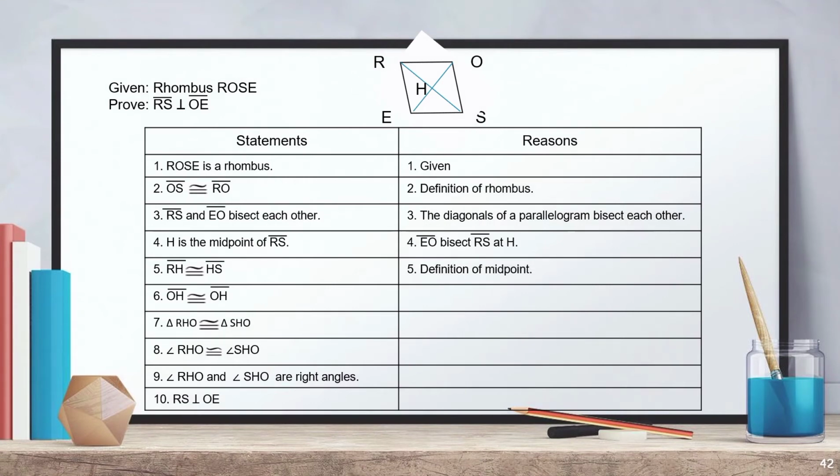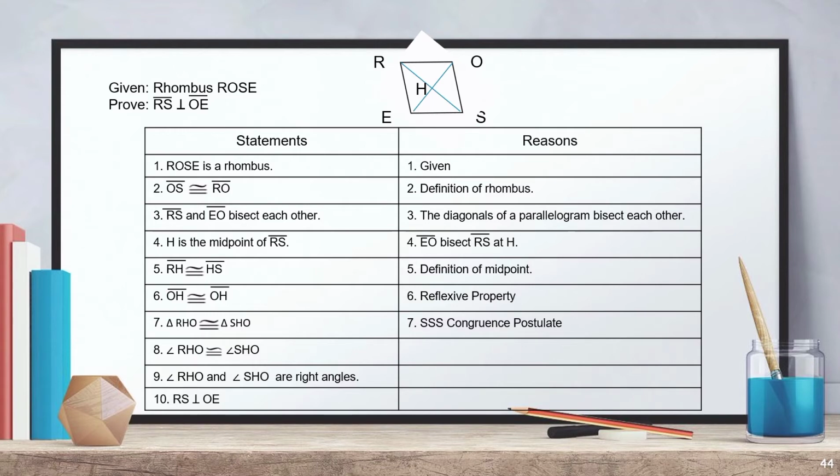Statement number 6, segment OH is congruent to segment OH. Reason, that is by reflexive property. Now, for number 7, we have our statement that triangle RHO is congruent to triangle SHO. Reason, the SSS congruence postulate, side, side, side. So we base our reason on statement number 2, statement number 5, and statement number 6.